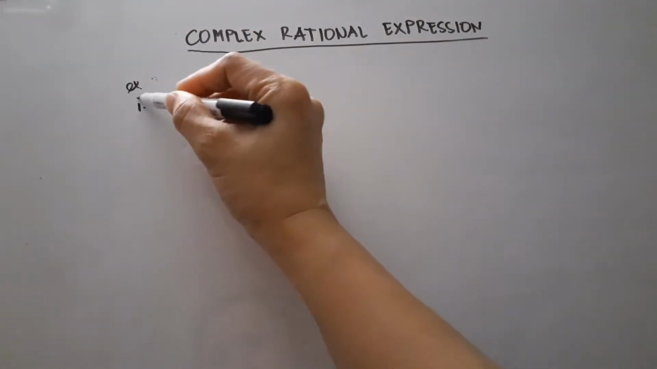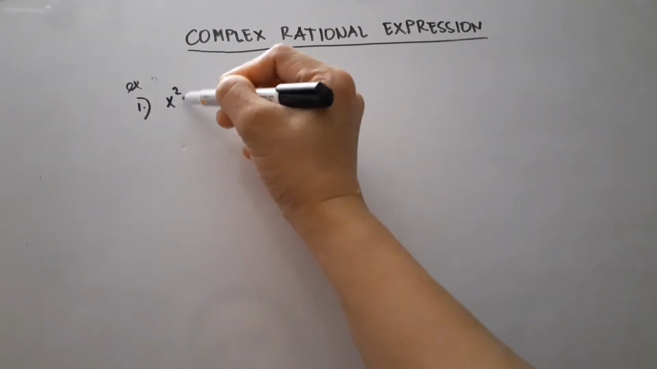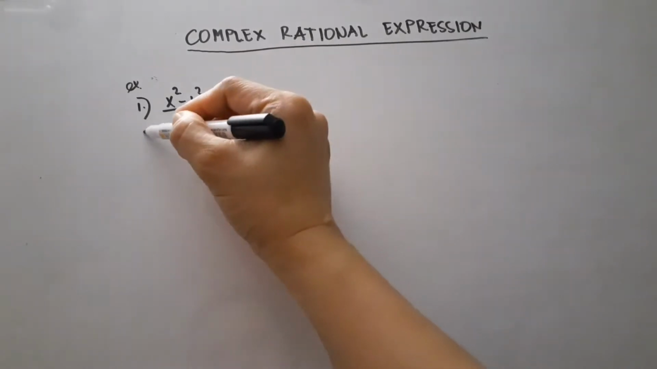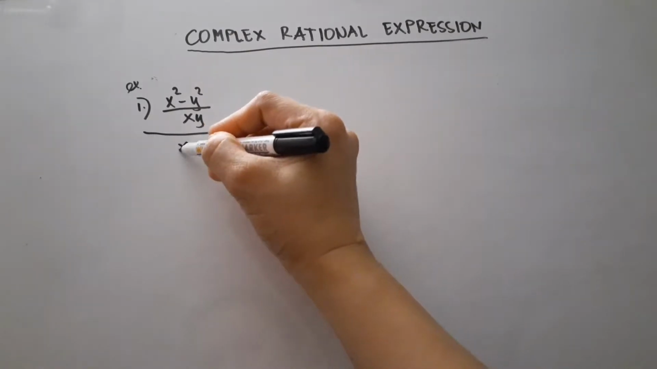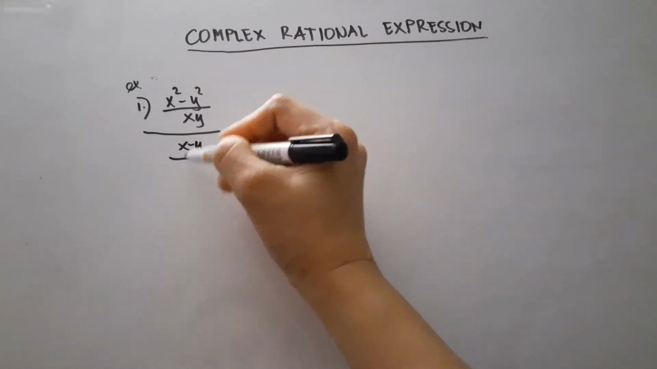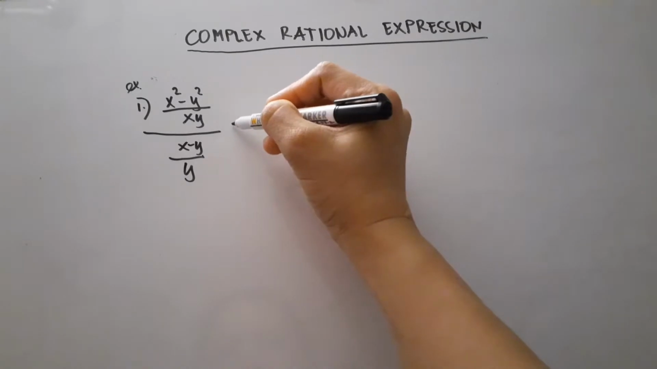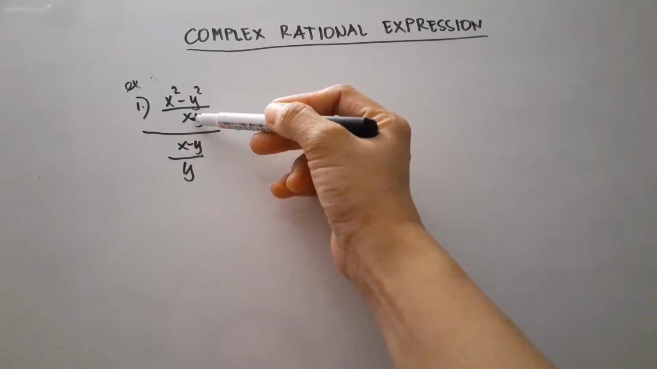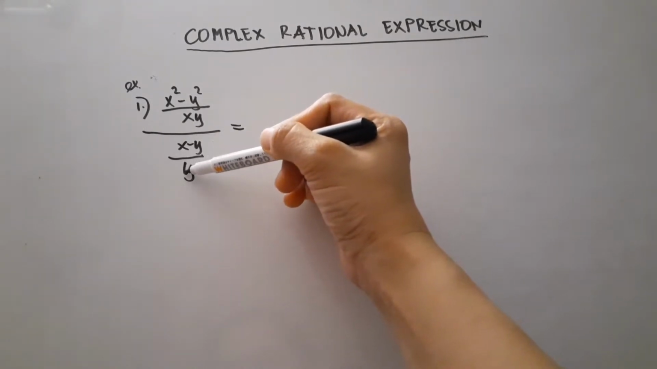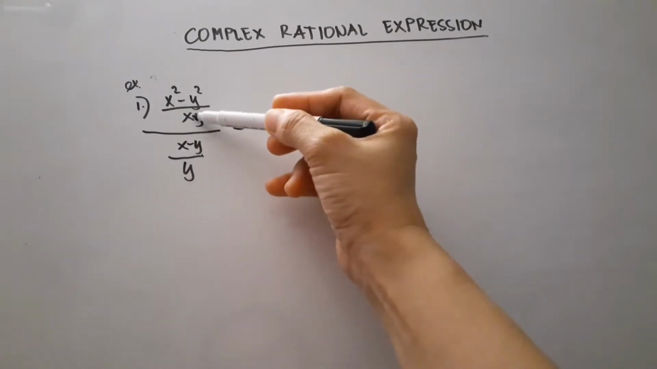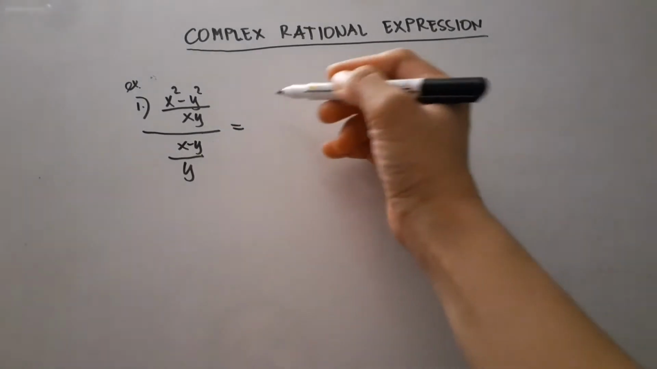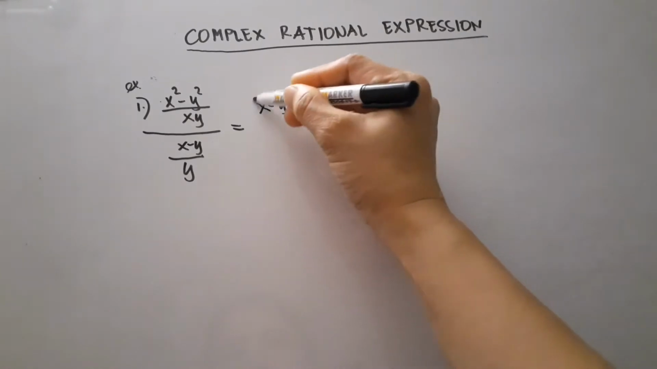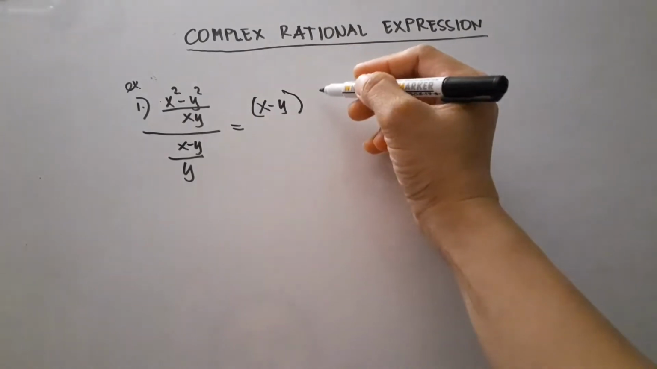Let's have exercise number 1: (x² − y²)/(xy) ÷ (x − y)/y. Before we simplify this, we first factor the numerator of the first fraction. We have x² − y², so when we factor this, we can use the formula of the difference of squares.